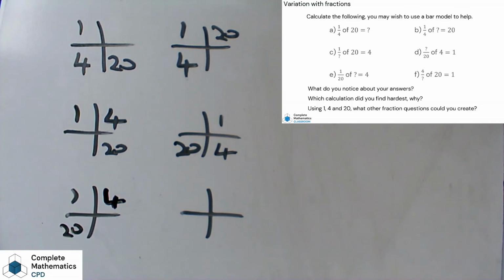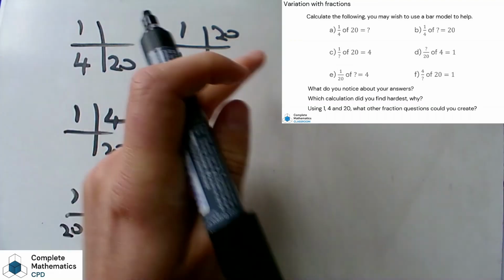And then finally on part F, we know the numerator is 4, we don't know the denominator, and it's of 20 is equal to 1. So 4 of these, whatever this is going to be, 4 out of whatever is worth 1. How many would I need to get the full 20?